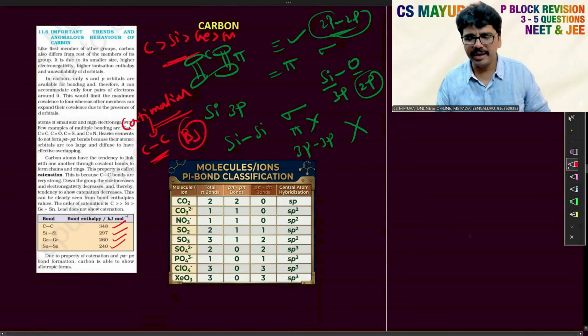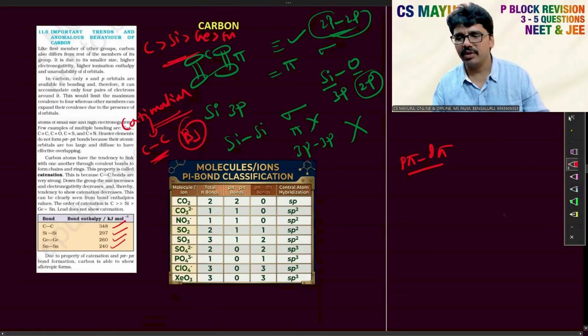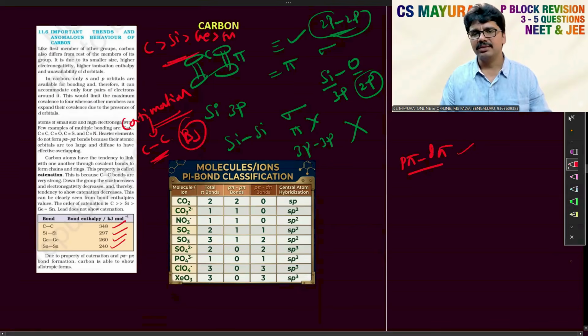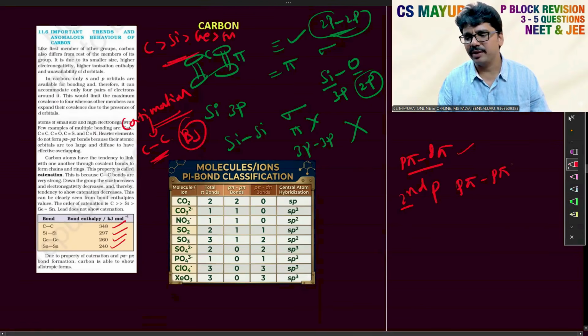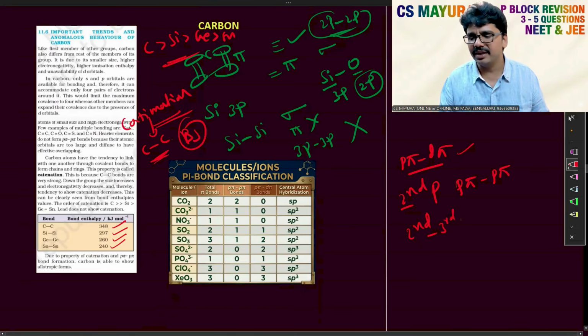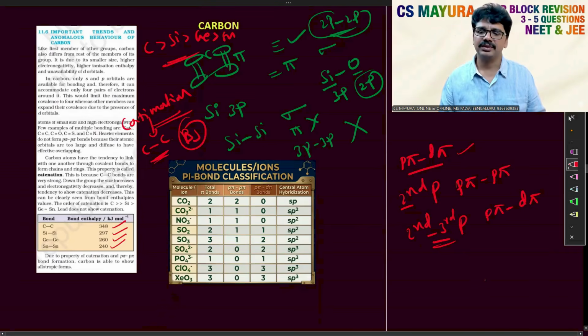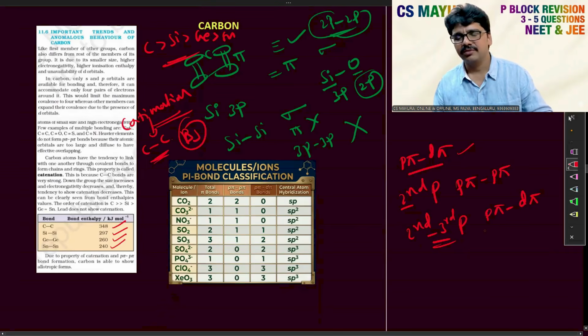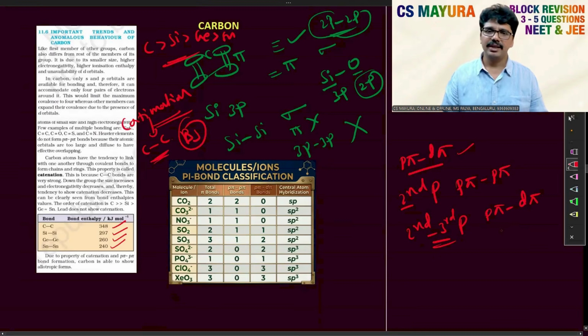Next, coming to p pi d pi bonds. p pi d pi bonds mean p orbital and d orbital sidewise overlapping. Second period elements always give p pi bonds only. When second period and third period elements combine, they can form p pi d pi bonds. Second period and third period elements with sidewise overlapping will give p pi d pi bonds.